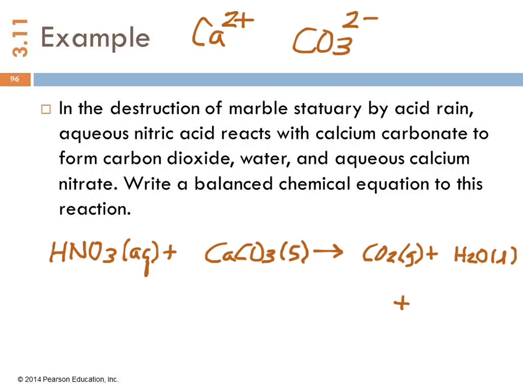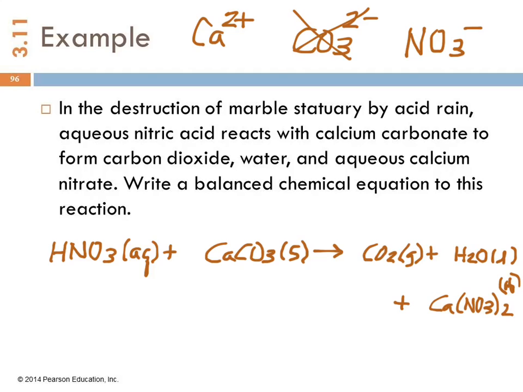Plus calcium nitrate. Okay, now we're not dealing with nitrate. We still have the carbonate. We have the calcium and nitrate. So that's going to take 2 nitrate ions. So calcium nitrate. And what is the state that we're told? Aqueous. So we got our formulas.